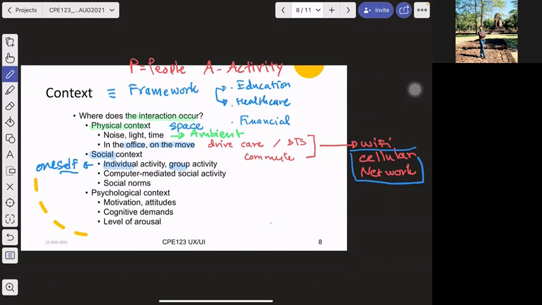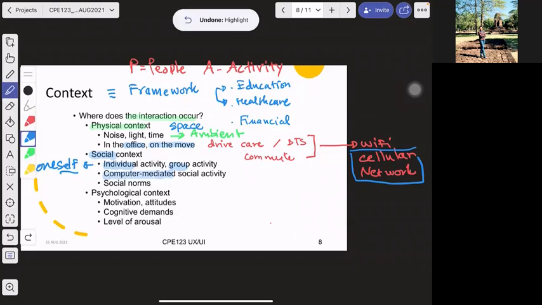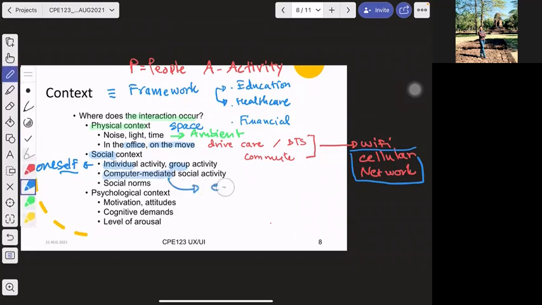Or some activity where you really need computer mediation, like when you play e-sport, where the computer is a tool to do things together, or even e-learning as group learning. That needs something that is computer mediated. And also the social context includes social norms. What is a social norm? It is the manner of the society. When you use social media, you should use very polite words, for example. Is this a social norm?